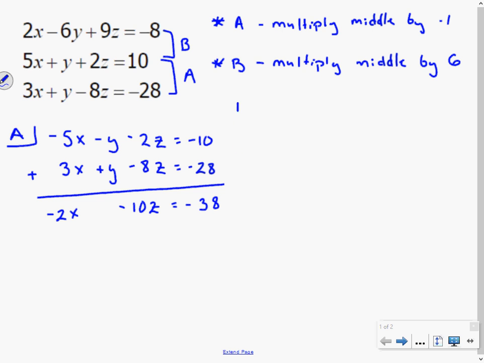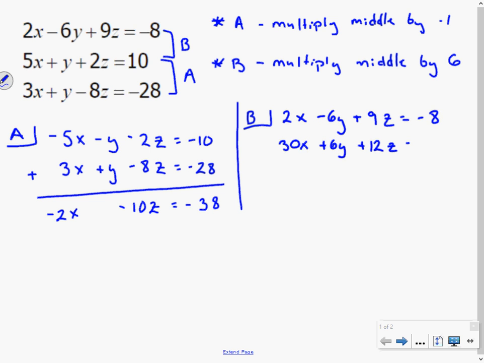So now let's do B to get another equation like that. For B, we said that we're going to multiply that middle equation by 6, so my top equation isn't changing at all. I multiply my middle equation by 6 to get 30x plus 6y plus 12z equal to 60. And then we're going to add to cancel the y's again. So we get 32x, y's cancel, plus 21z equal to 52.